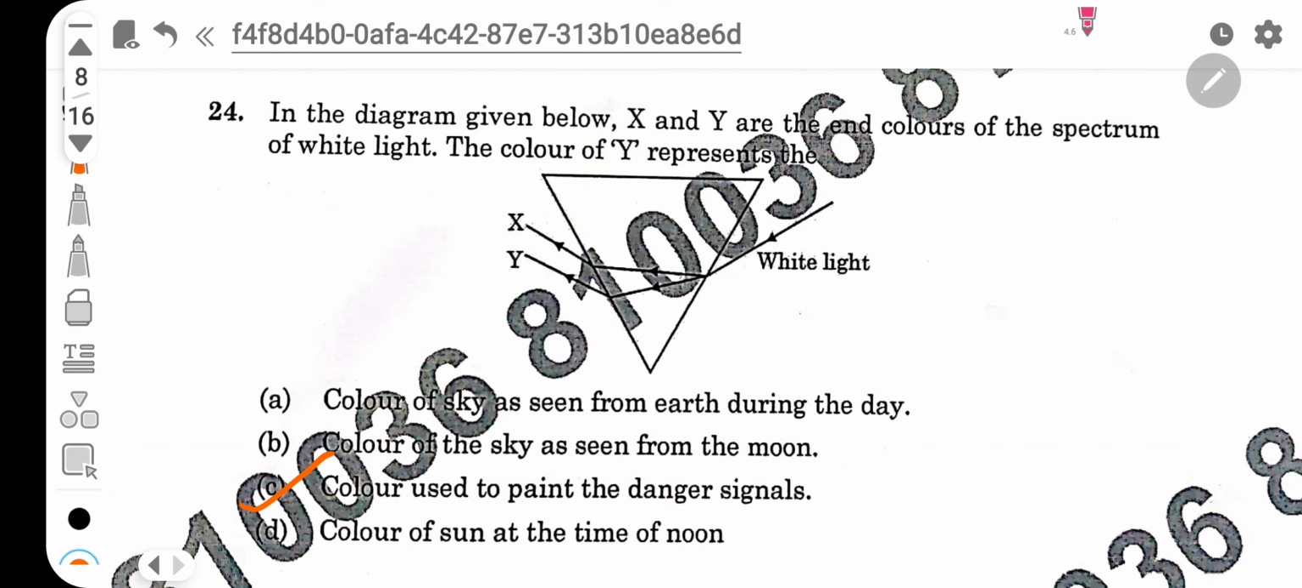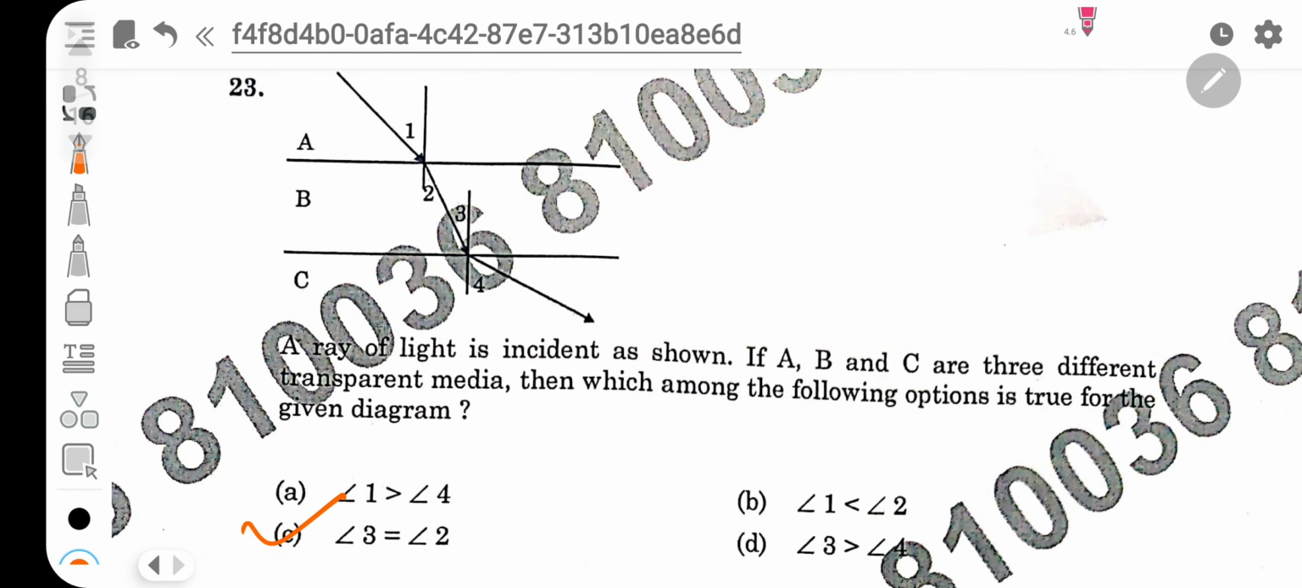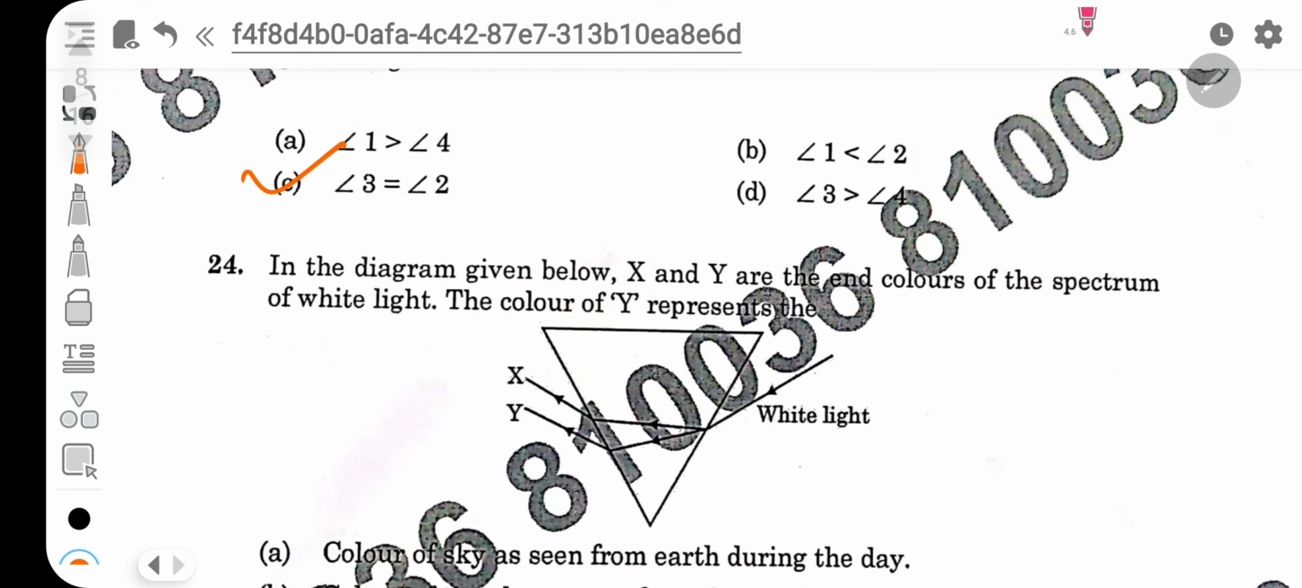Question number 23. The ray of light is incident as shown. If A, B and C are different transparent media, then which of the following options is true for the diagram? The answer will be angle 3 equals angle 2.